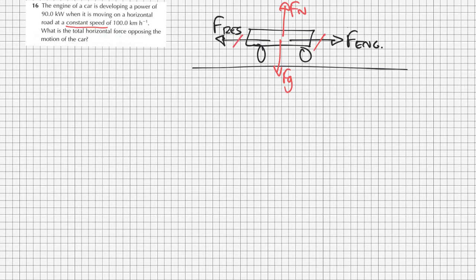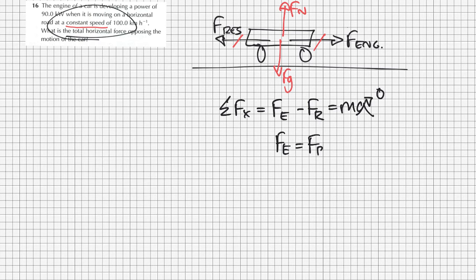Now, based on Newton's first law, the sum of the forces in the x direction is going to be the force of the engine minus the force of resistance, which is equal to mass times acceleration. Because I'm accelerating at 0, and that's where this idea of constant speed comes into play, I know then that the engine force is going to equal the resistive force, okay? Which means the power produced by the engine is going to equal the power of the resistance.